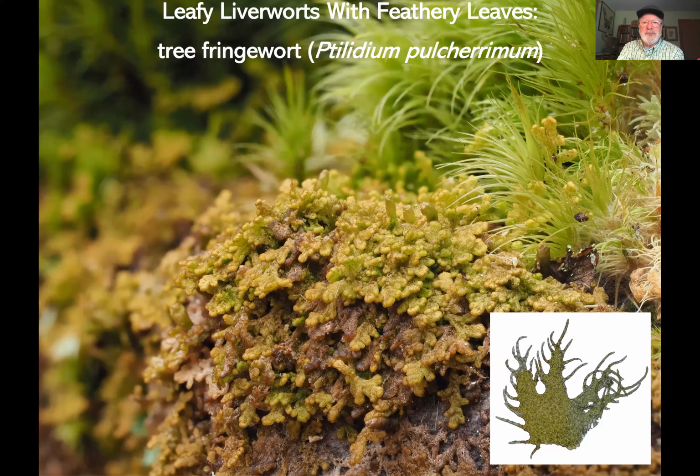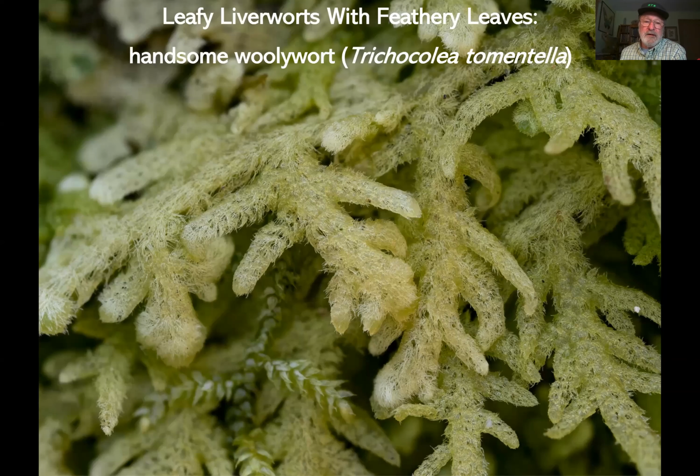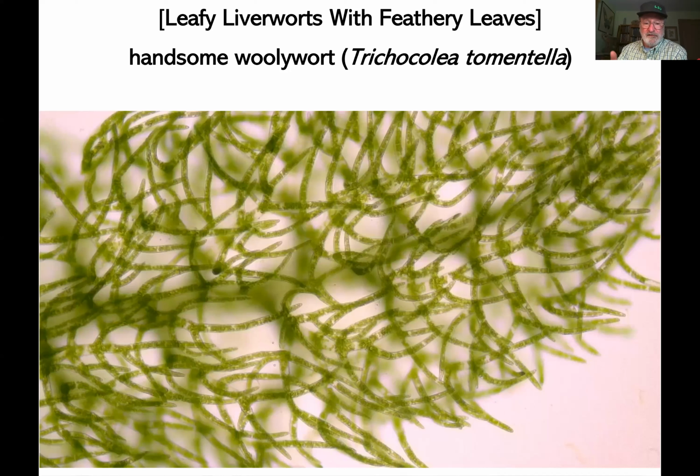So let's take a look at leafy liverworts with feathery leaves. And here's one. It's called tree fringewort, Ptilidium pulcherrimum. And you can see these really deeply, intricately lobed feathery leaves. And it's a very pretty liverwort. Here's one that's, in my opinion, even prettier. This is handsome woolly wort, Trichocolea tomentella. And it looks so fuzzy. It's just so soft. You just want to pet it. I think this is the golden retriever of liverworts. And its leaves are so finely dissected and divided that it's basically all just dissected divisions. This is Trichocolea's leaves through the microscope.